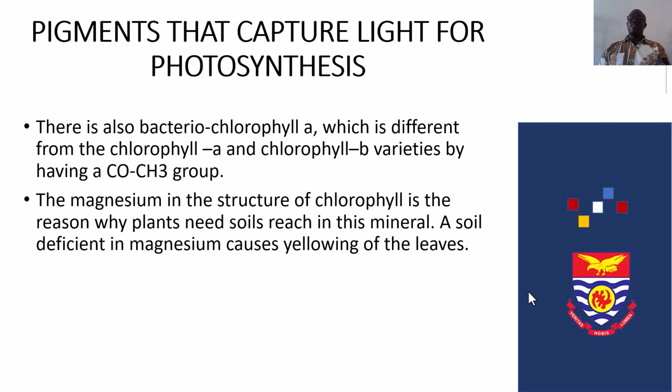There's also bacterial chlorophyll A, which is different from chlorophyll A and chlorophyll B varieties by having a carbon-oxygen methyl group. The magnesium in the structure of chlorophyll is the reason why plants need soils rich in this mineral. A soil deficient in magnesium causes yellowing of the leaves.